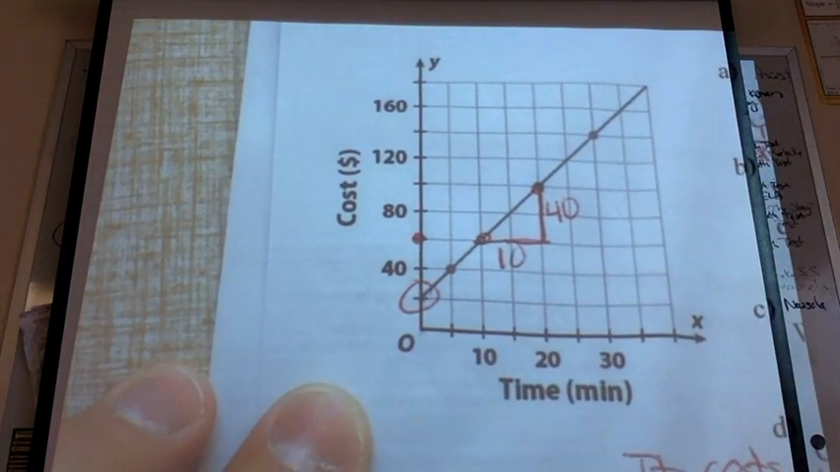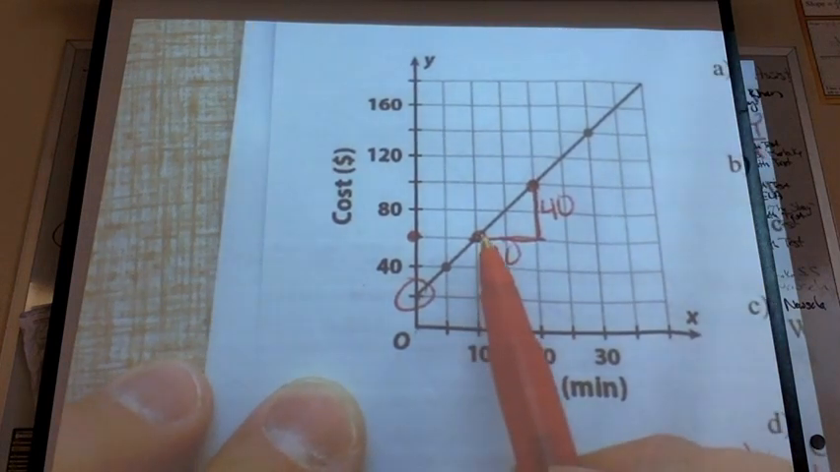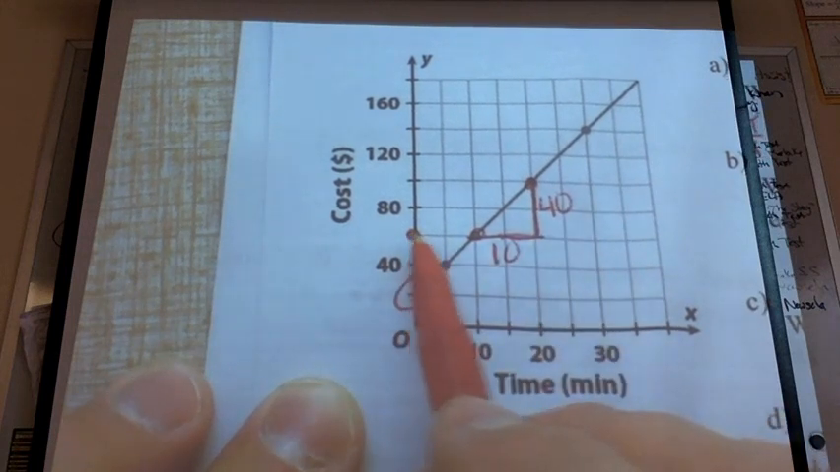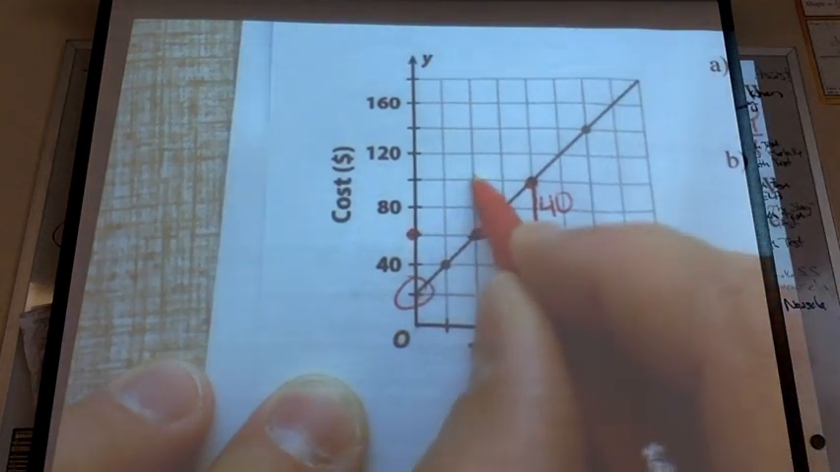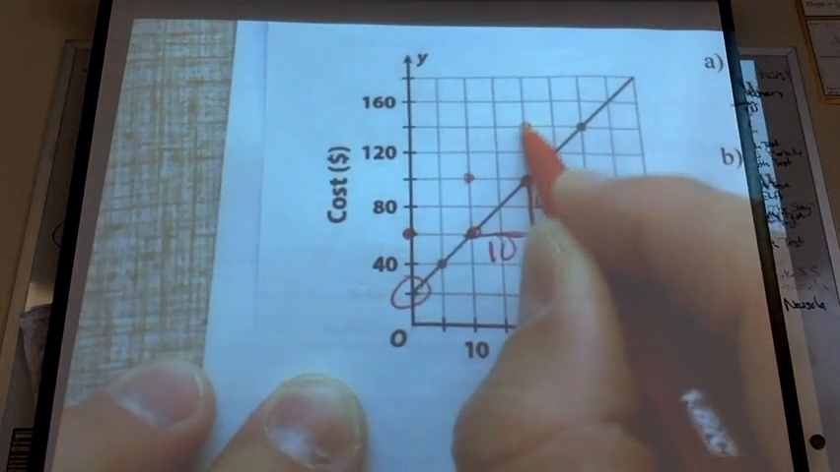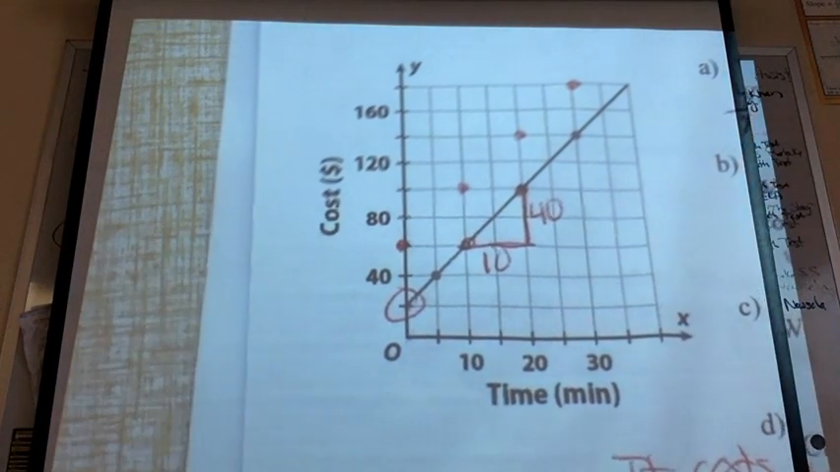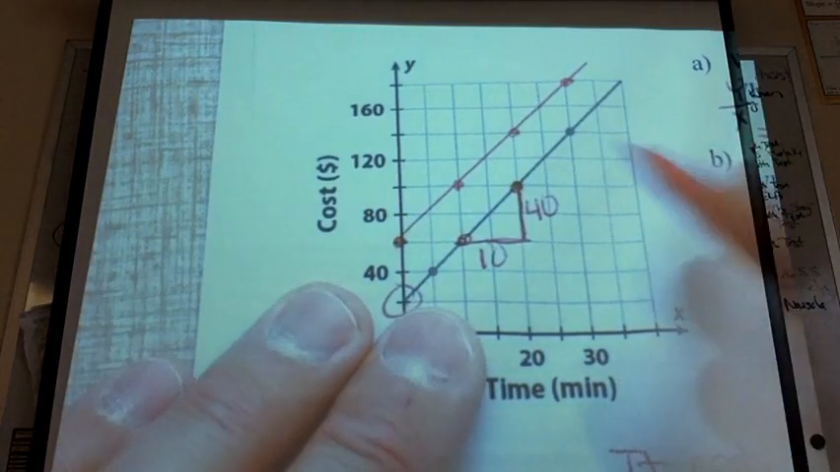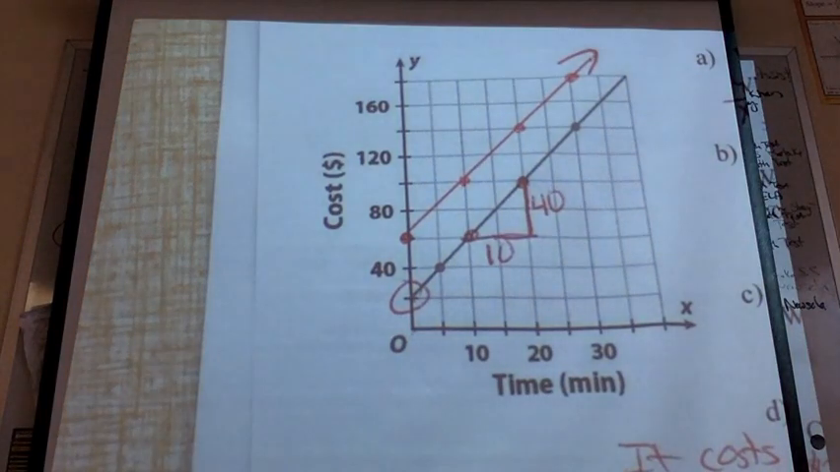And it has to be the same. If you remember, parallel lines have to have the same exact slope. So if we did that, it's over 2 and up 2. Over 2, up 2. So what I'm going to do is just draw my line. So they're parallel, they'll never intersect.